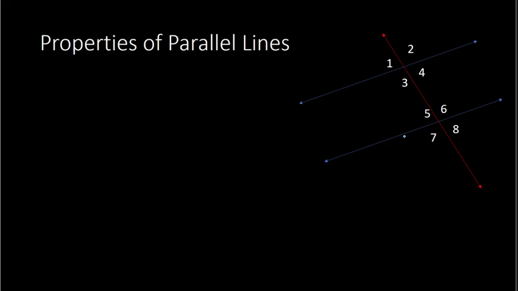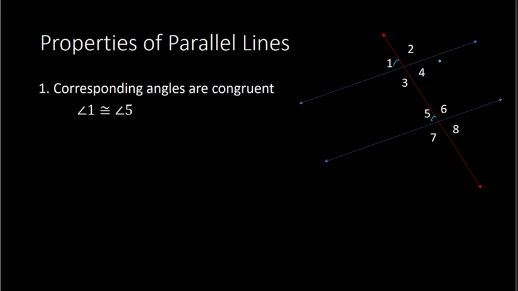Now with parallel lines and a transversal cutting through, some things are going to be true. The first thing is that the corresponding angles will be congruent. So the corresponding angles would be like angle 1 and angle 5. Those are both in the top left. Angle 1 and 5 would be congruent. Angle 2 and 6 would be congruent. 3 and 7, both in the bottom left, would be congruent. And angle 4 and angle 8 on the bottom right would be congruent.